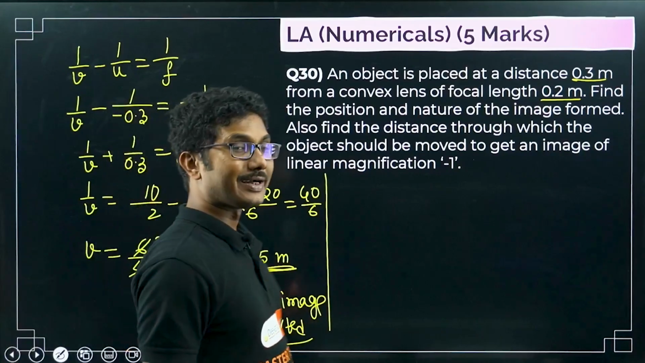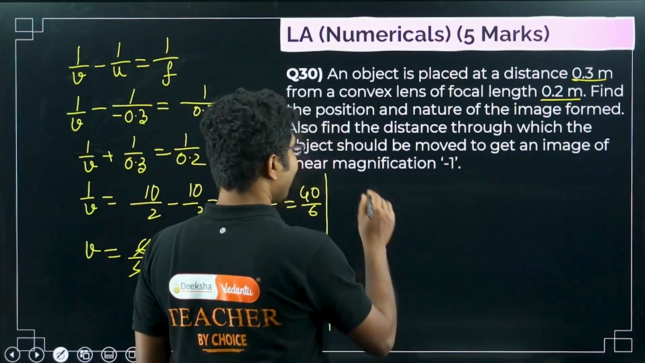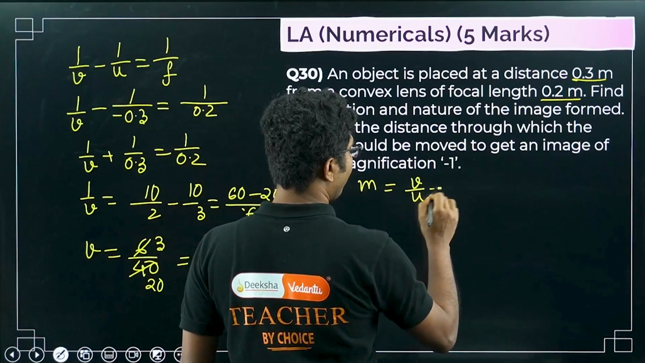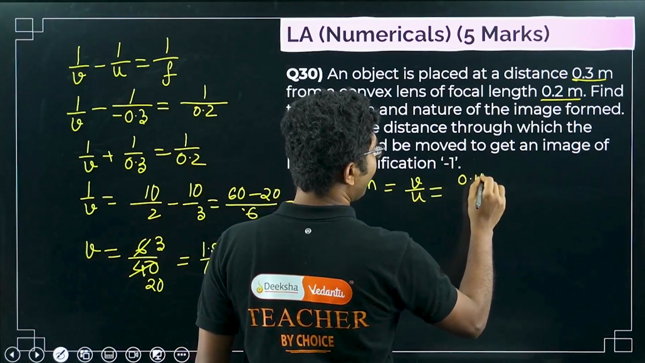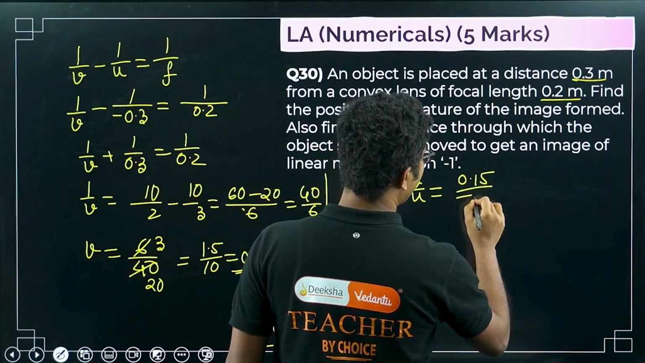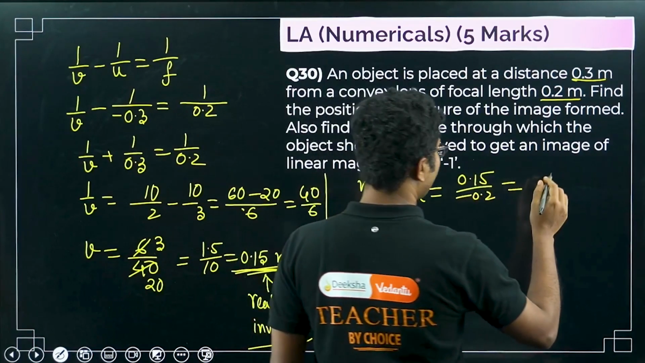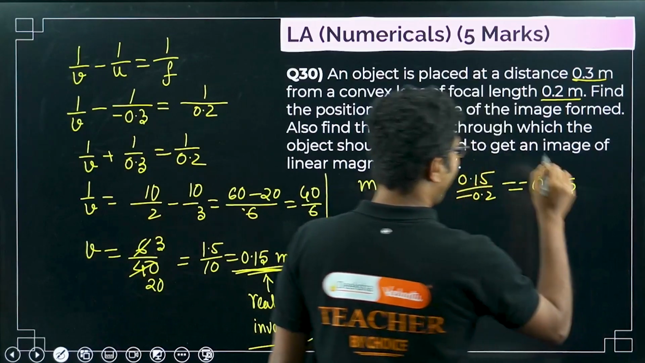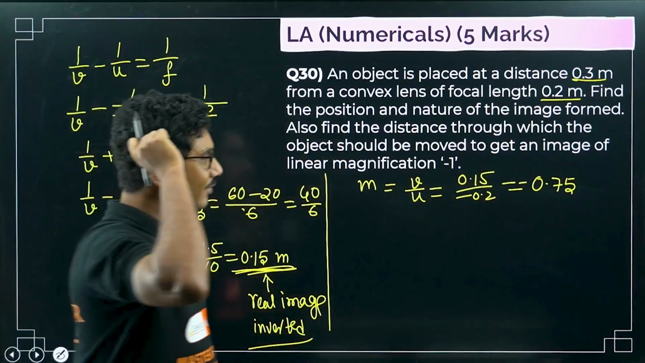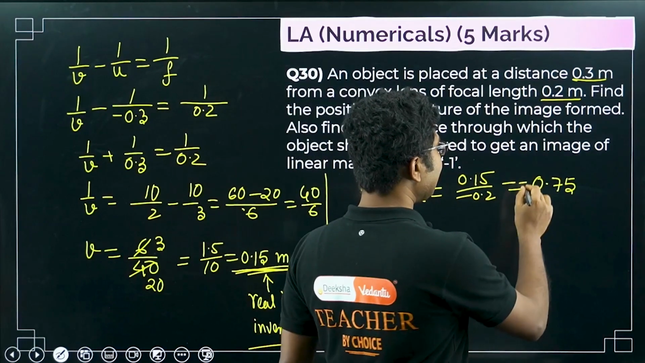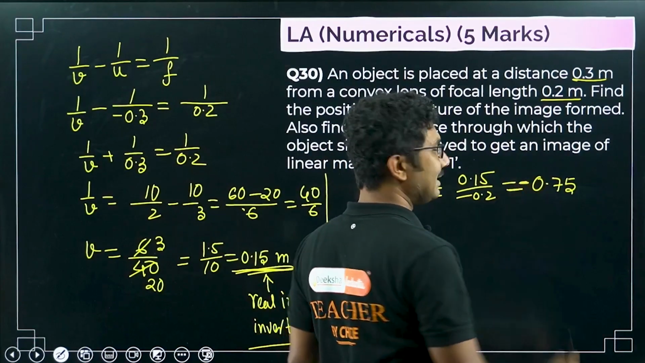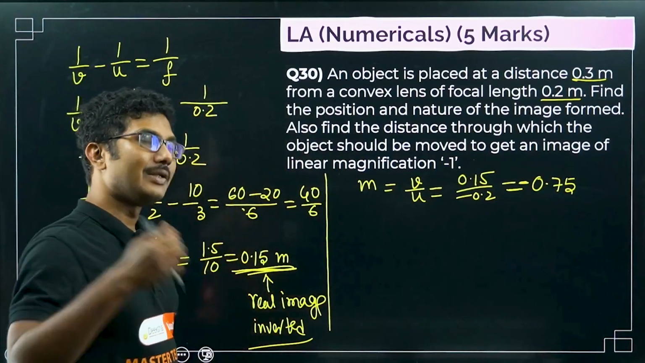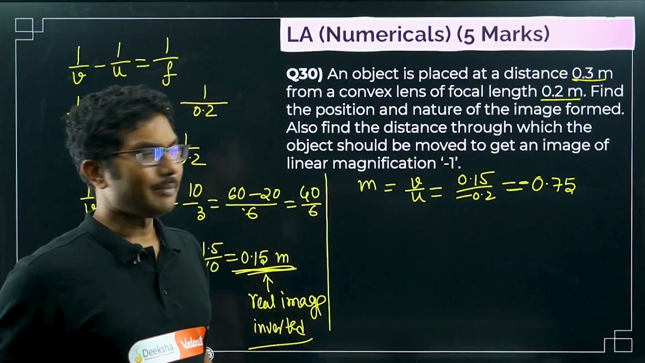Okay, how can we say inverted, sir? You can calculate the magnification. Magnification is v by u. v is 0.15 and u is minus 0.2. So it will be somewhere 0.75, minus 0.75, that will be the answer. Because the magnification is negative, that means it is inverted, and it is diminished. So real, inverted, diminished, everything you can calculate if you calculate the magnification.